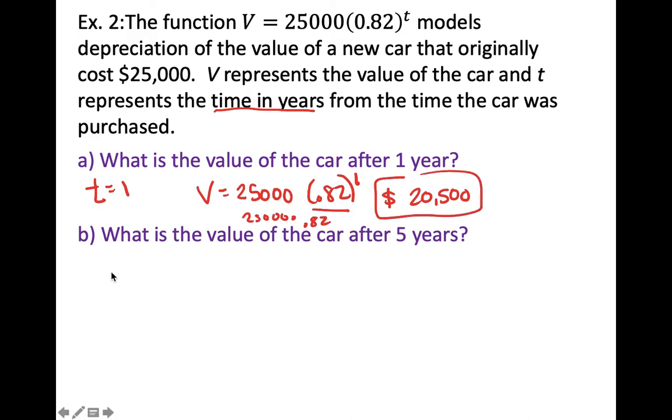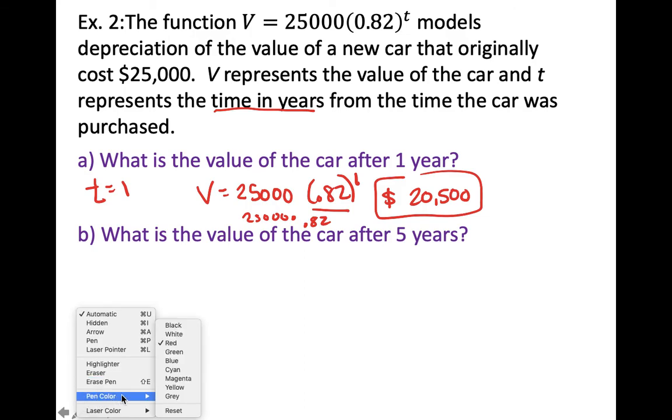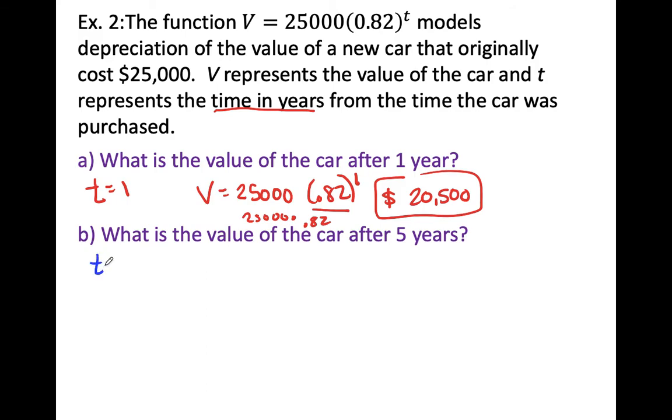And then it asks you to find the value of the car after 5 years. Well, really no different than that first problem. So now your t value is 5. So V equals 25,000 times 0.82 to the 5th. So now you're going to do this first. So 0.82 raised to the 5th power gives you a big long decimal.